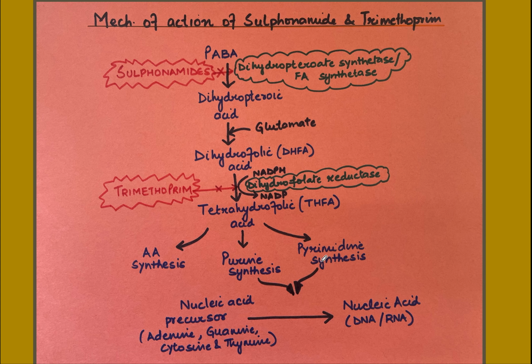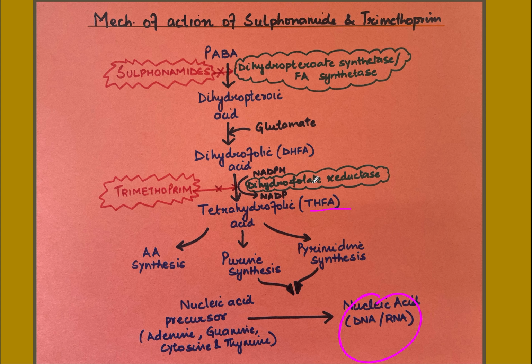Coming now to the mechanism of action. The mechanism of action is pretty simple for these drugs. We know that the bacteria, like everybody, need food to stay viable, and tetrahydrofolic acid is what they need ultimately to synthesize important amino acids, purines, and pyrimidines, and this helps them in the synthesis of nucleic acid. So if this tetrahydrofolic acid is not present in them, definitely they are not going to remain viable.